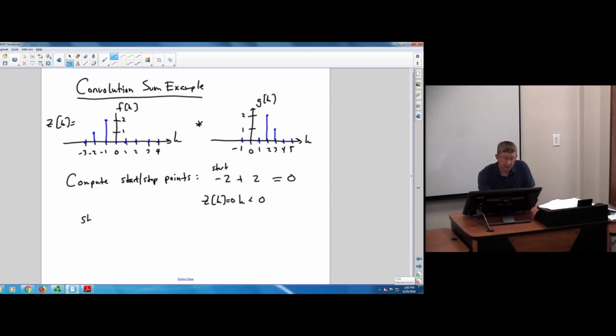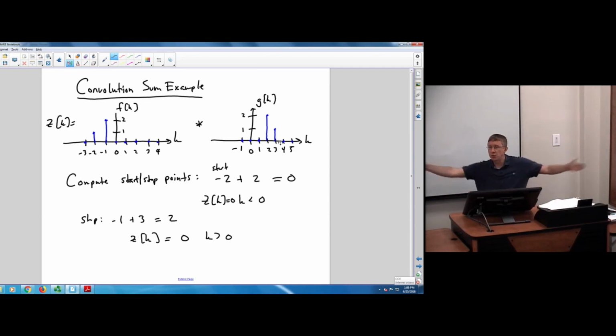What about the stop point? Same type of thing. Figure out where the last value is here at minus 1. Figure out where the last value is here at 3. Add those together, you get 2. So that tells me that Z of K for K greater than 2 has to be equal to 0. So the start and stops really tell me outside of these times where I must be 0, and it kind of lets me hone in on where I might be non-zero.